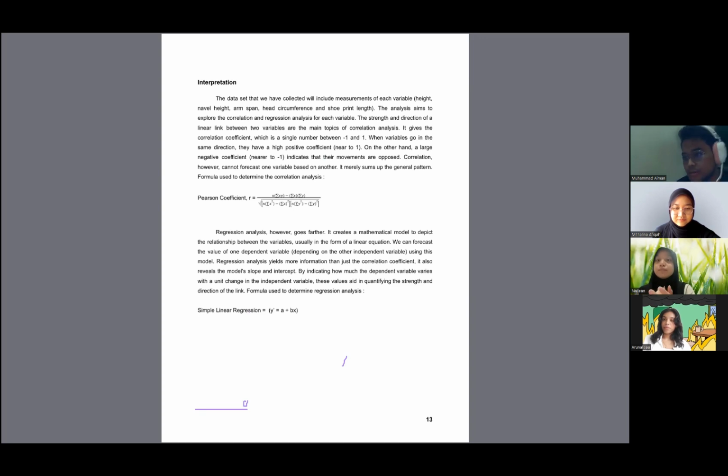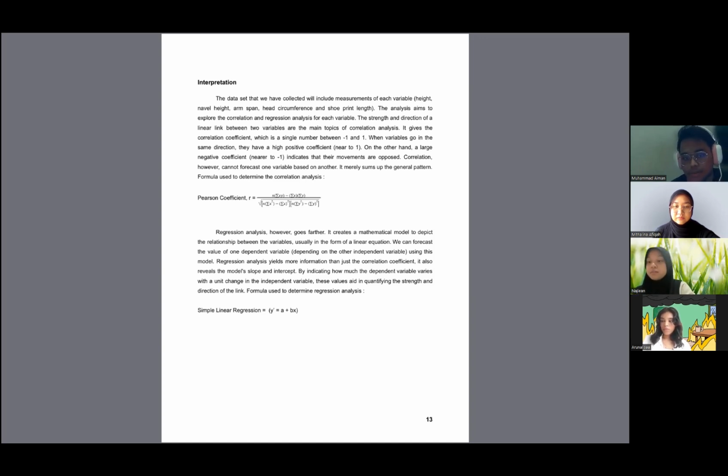So next, I'm going to be presenting about the interpretation of our study. The data set that we have collected include measurements of each variable: height, navel height, arm span, head circumference, and also shoe print length. So the analysis aims to explore the correlation and regression analysis for each variable.